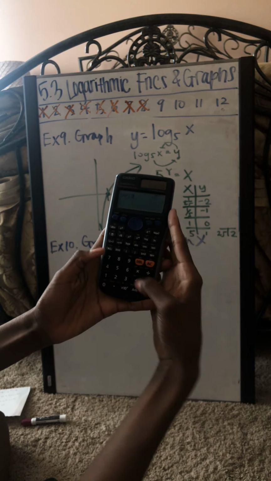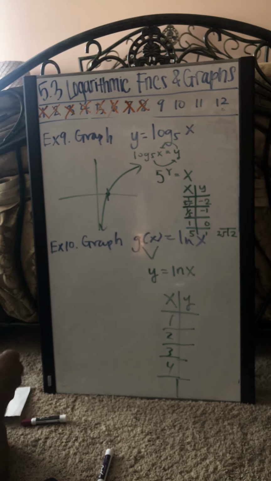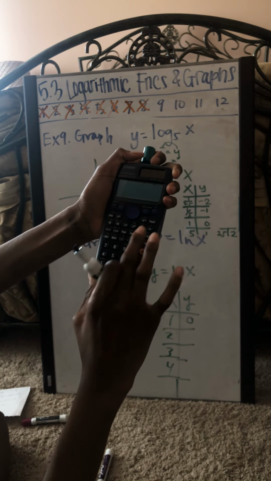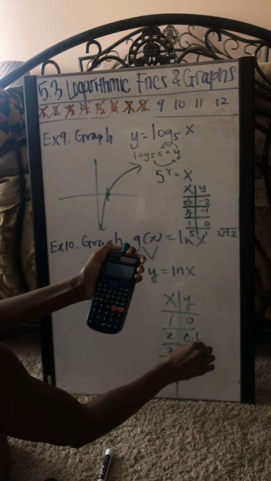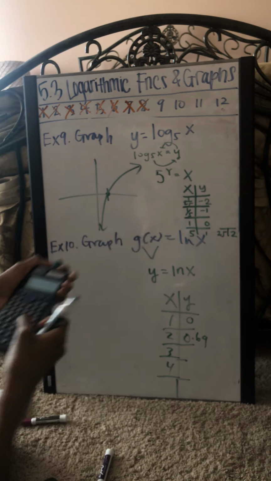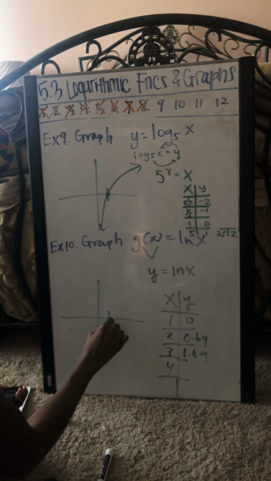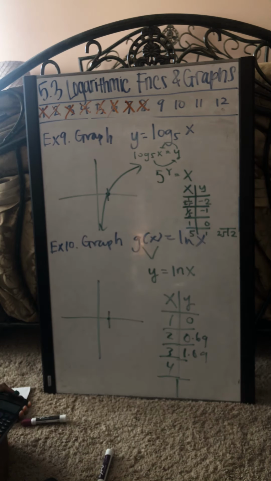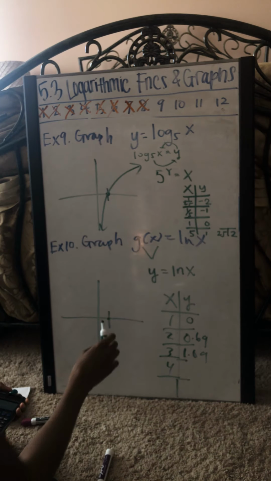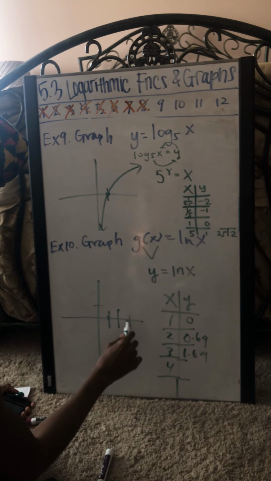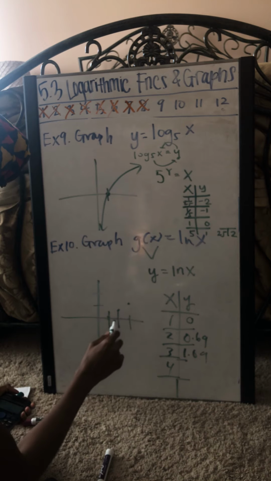So we'll do natural log of 1, which we should know is 0. Okay, and then we can do natural log of 2, which gives us 0.69. We can do natural log of 3, which gives us 1.09, and essentially you can graph this and see what you get. So we have our (1, 0). We have 2 and like 0.6. We have 3 and like just above 1. So essentially we have something like this.